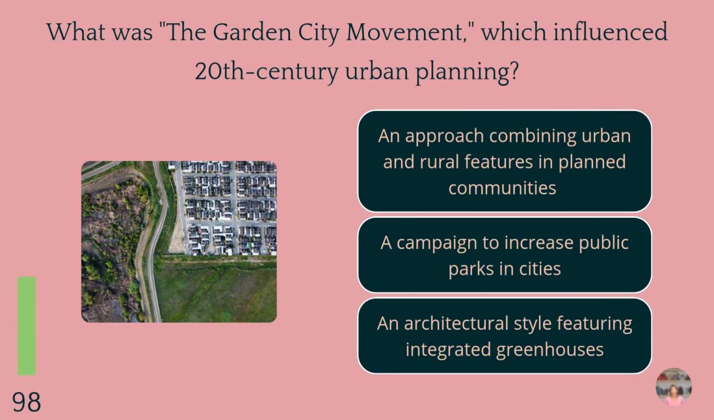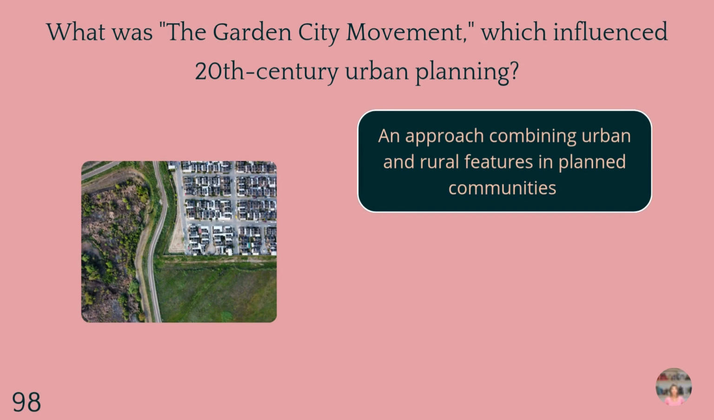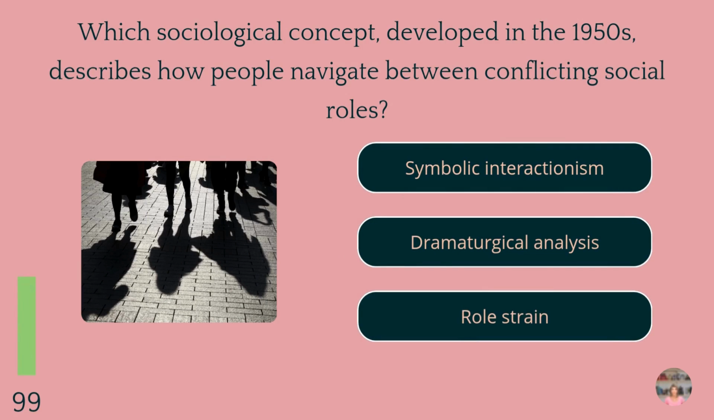What was the Garden City movement, which influenced 20th century urban planning? An approach combining urban and rural features in planned communities, a campaign to increase public parks in cities, or an architectural style? An approach combining urban and rural features in planned communities.